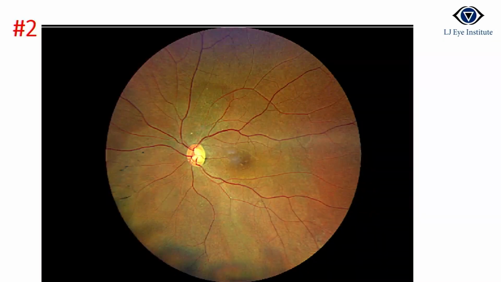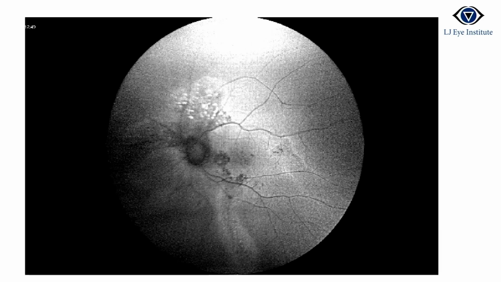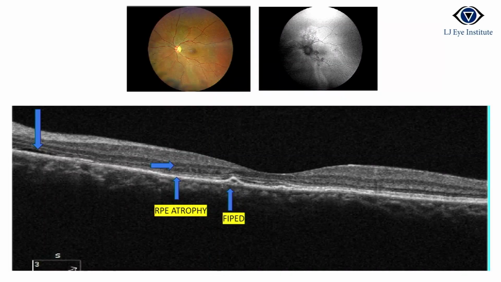So again, this is a picture which is very typically showing some tracks here, here, here and here. So this is a case of chronic CSCR. FAF very nicely shows it. Now what do we find on OCT in this picture? We see a small pocket of SRF, then we see RP atrophy.